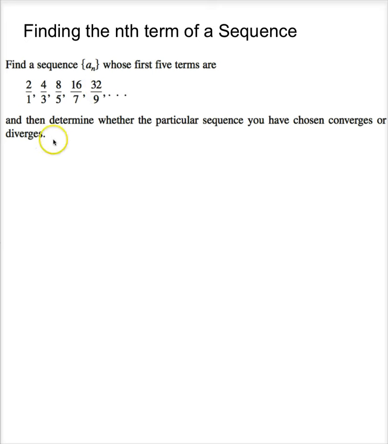Well, let's just look at the numerators. And this helps if you put what the n term is: 1, 2, 3, 4, and 5. So first I'm just going to look at the numerators. And I can see that the numerators 2, 4, 8, 16, 32, etc. These are looking like 2 to the n. 2 to the 1, 2 to the 2, 2 cubed, 2 to the 4th, and 2 to the 5th, etc. Okay, so this is my numerator.